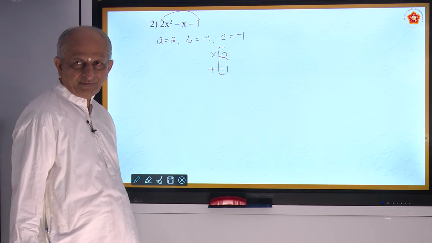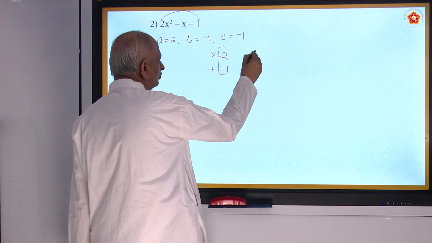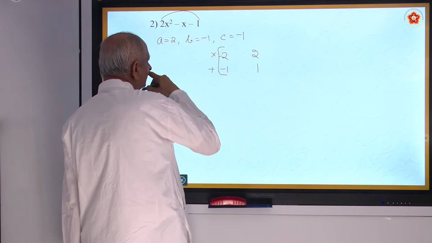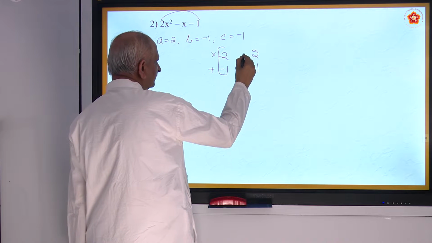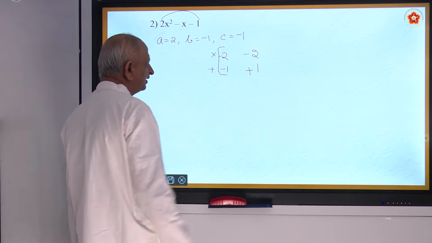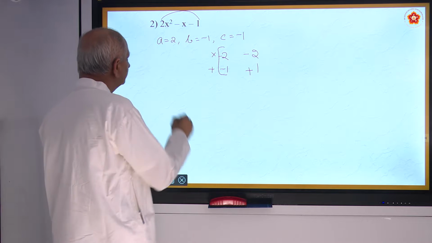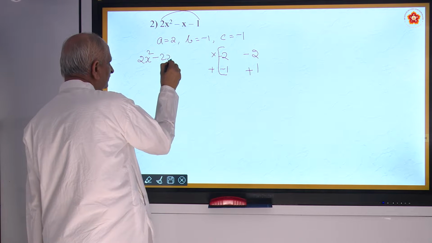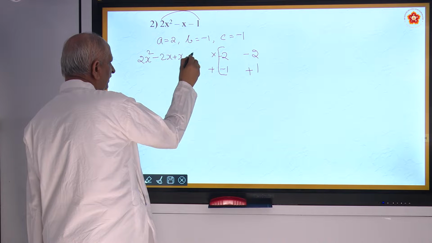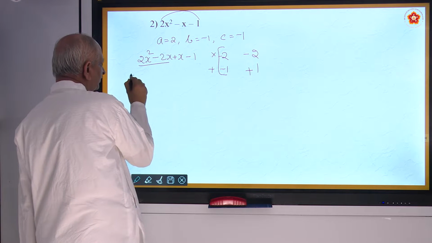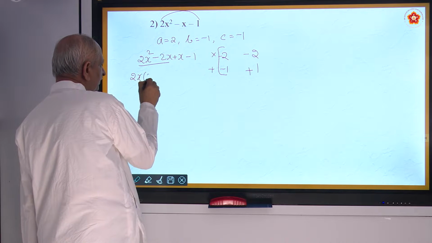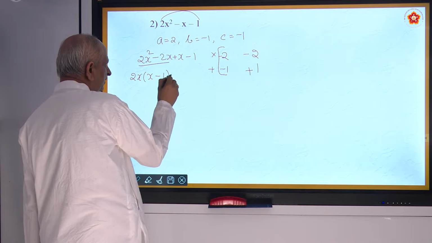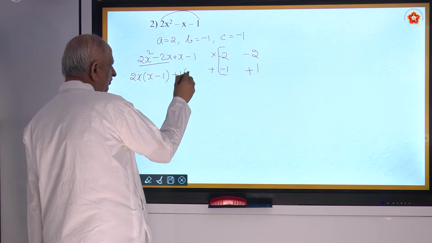What are the factors of 2? 2 ones are 2, right? And the middle term must be minus. Then naturally the other term will be plus. So you have 2x squared minus 2x plus x minus 1. Take 2x common, you get x minus 1 plus 1 into x minus 1.